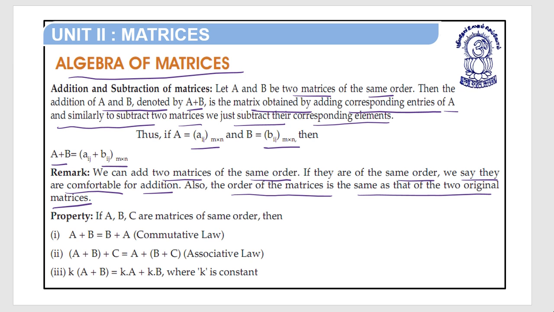Properties of addition: if A, B, C are matrices of the same order, then A plus B is equal to B plus A, the commutative law. A plus B in brackets plus C is the same as A plus, in brackets, B plus C, the associative law. And for a constant K, K times A plus B is equal to K into A plus K into B, where K is a constant.